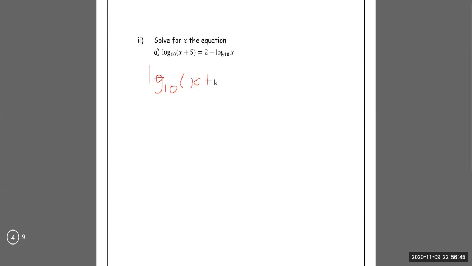And we bring it over. So we get plus log 10 of x, and that's equal to 2. So talk to me now. What's the second thing that's coming to your mind? Multiply. Multiply, what do you mean? Sir, because we have addition. Very good. So use that law. We're going to write them together as one log by using log A plus log B is the log of AB.